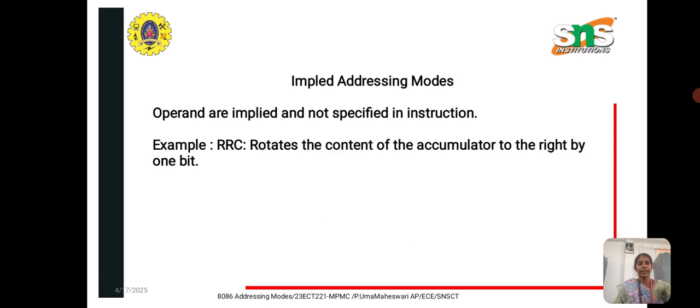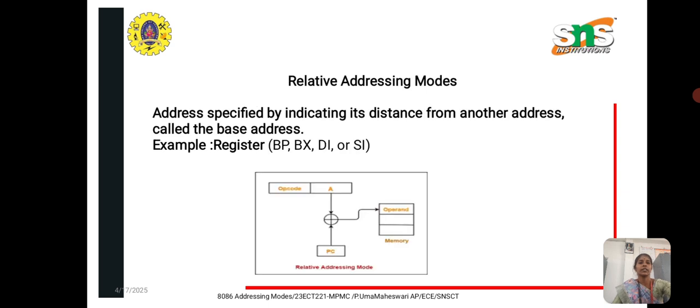Next one is implied addressing mode. Here the operand is implied or not specifically given in the instruction. Say for example, rotate the contents of the accumulator to the right by 1 bit or rotate the content of the accumulator to the left by 1 bit. For this, RRC or RLC is used. The relative addressing mode is where the address is specified by indicating its distance from another address called a base address. Here the registers BP, BX, DI or SI are all used in the relative addressing mode.